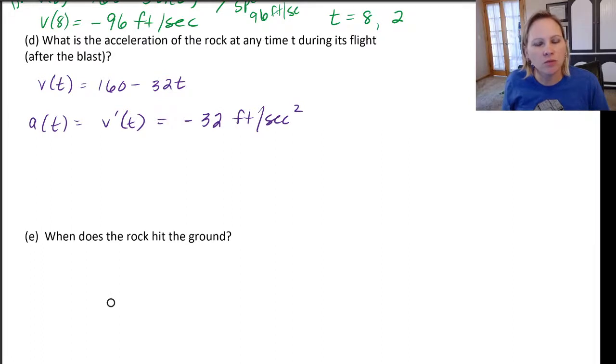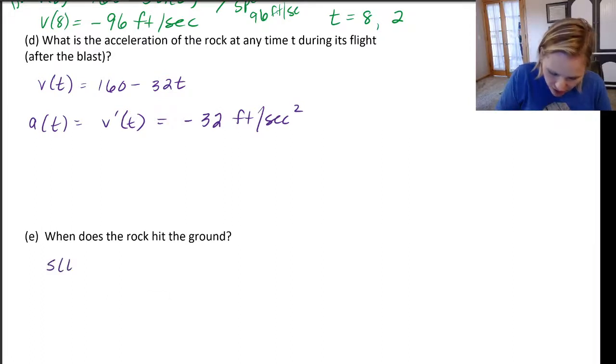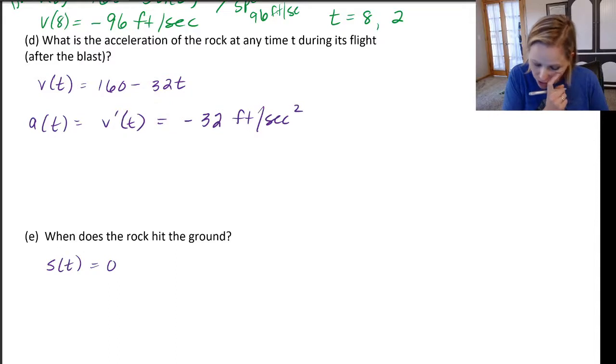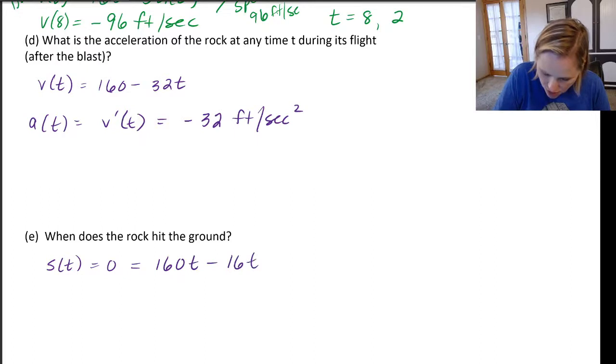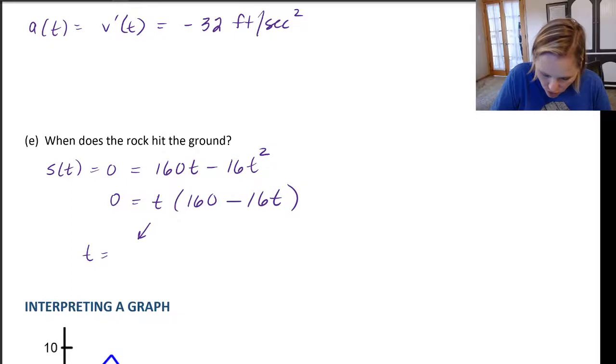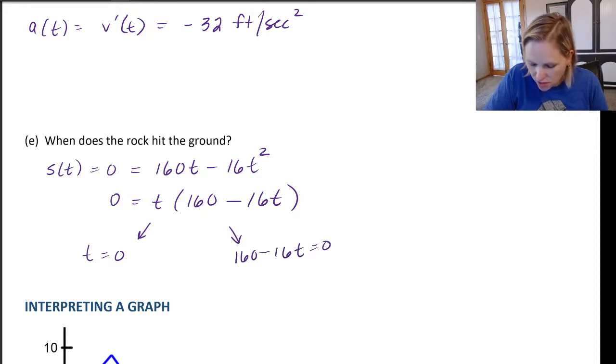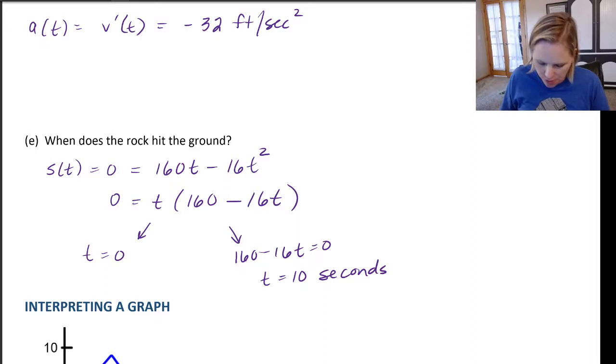Now, when does the rock hit the ground? Well, that's when we want to solve for the position. The height would be 0. So I'm going to use that, and let's see, we have 160t minus 16t squared. So when I solve this, I'm going to factor out a t, and I get two answers. I get t equals 0. Well, that's the initial time it started on the ground. And then when does it land? It lands when 160 minus 16t is equal to 0. We should get 10. So 10 seconds. That's a long time in the air. Who makes these problems up, right?